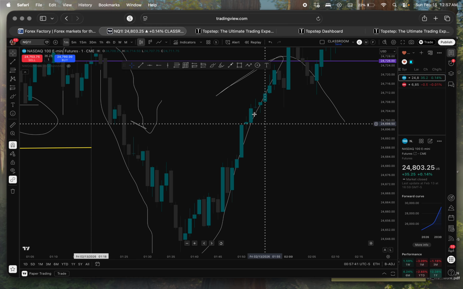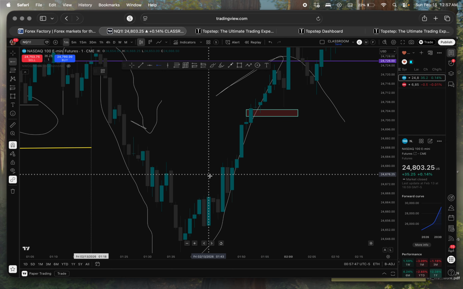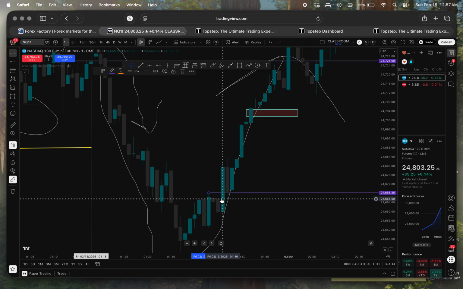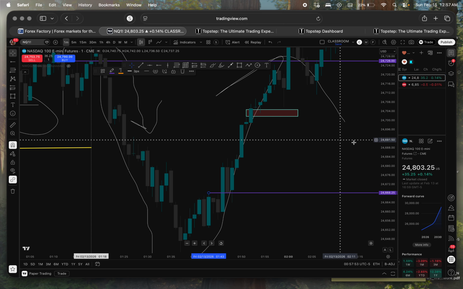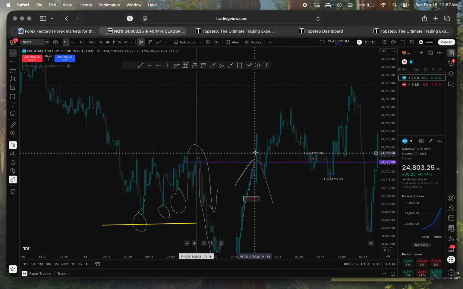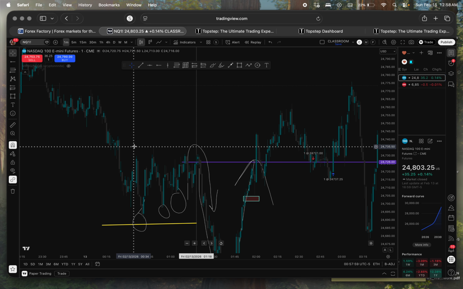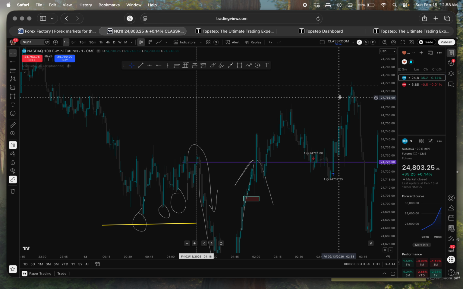Let's take this fair value gap right here. We had our break of structure right here. The fair value gap was put right here. And we take this back up, and we aim for either right here or this last high or this high or this high. We can make money back in the same direction.